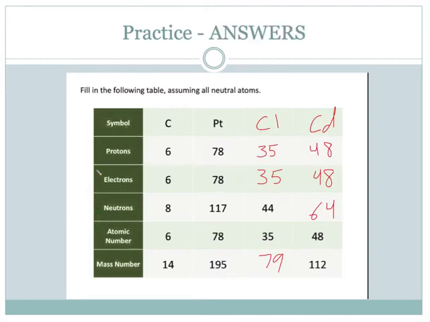So here are the answers. You should have chlorine for the first one, cadmium for the second, 35, 35, and 79 going down, 48, 48, and 64 on this one. If we got different numbers, stop in and see me and we'll see where we missed. I may have miscalculated as well. So stop in and see me, we'll figure it out.